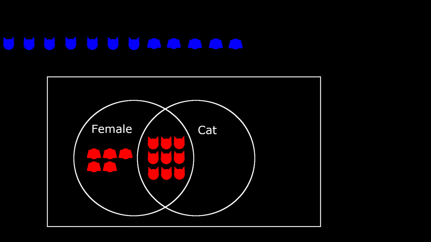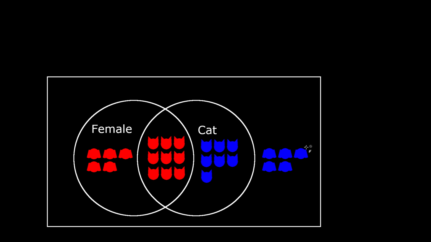The 5 females that chose dogs, they're inside the female circle, but they're not inside the cat circle, so that means that this would be dogs. The 7 males who chose cat are not in the female circle, so they're in the males, and they're in the cat circle because they chose cats. And the 5 males who chose dogs, they are not female, so they're outside of that, and they're not choosing cats, so they're outside of there.